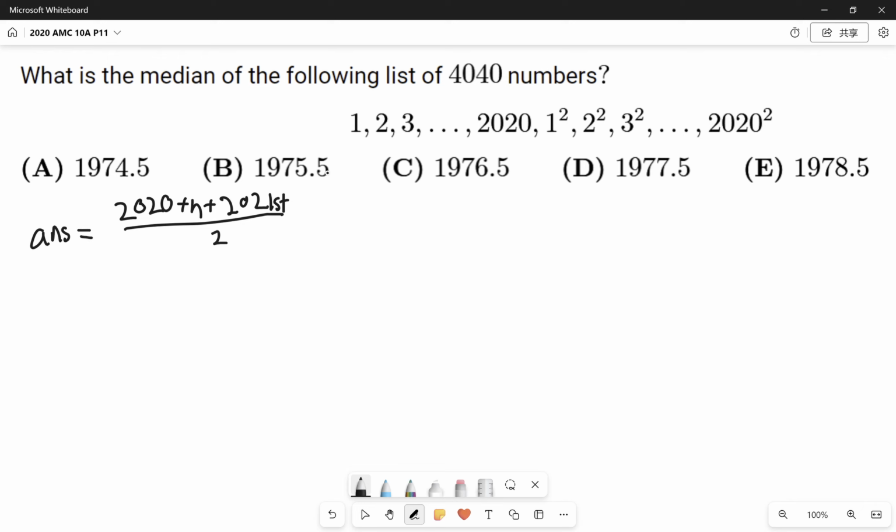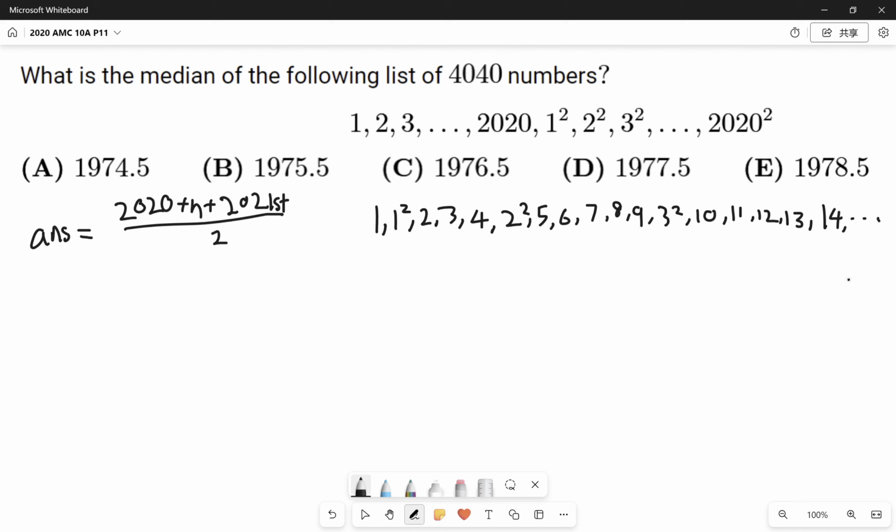Okay, so how do we find these 2 numbers? We have to order the sequence first from least to most, right? So let's just try ordering it then. 1 squared, 2, 3, 4, 2 squared, 5, 6, 7, 8, 9, 3 squared, 10, 11, 12, 13, 14, etc. Now there isn't really a clear pattern over here. Well, maybe there is, but not really clear to me.